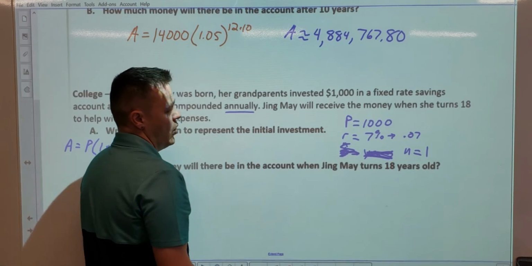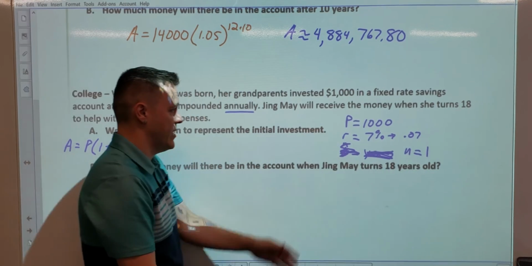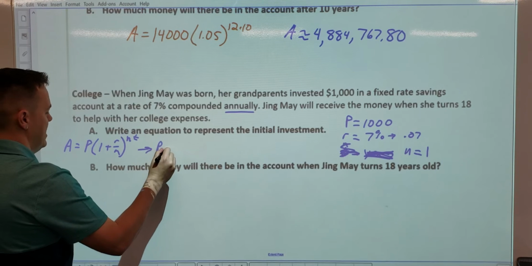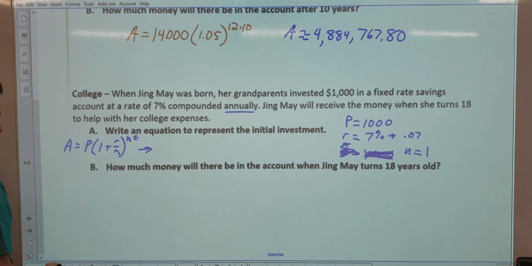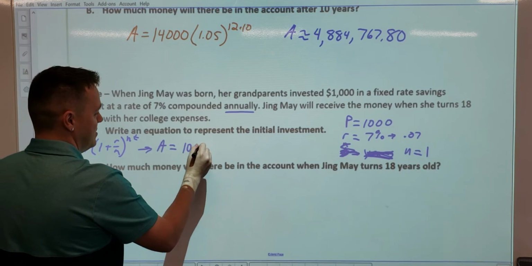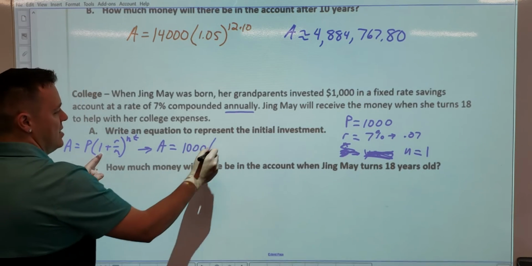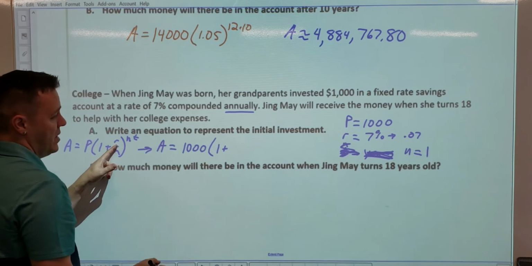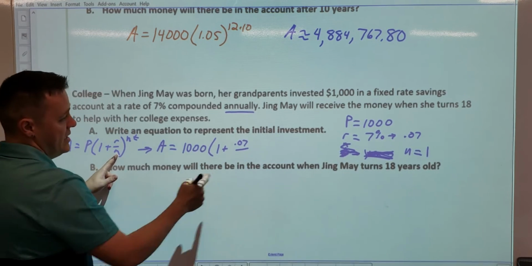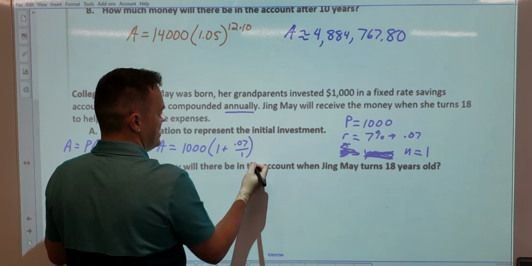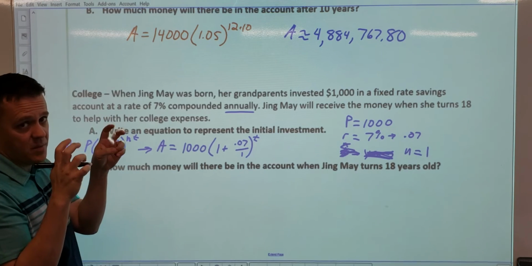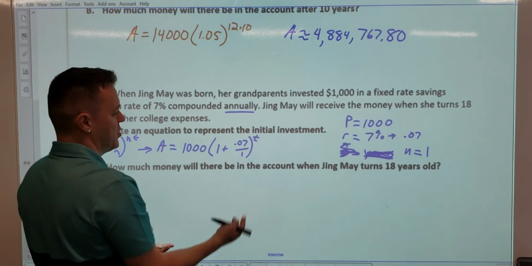So how do I know what N is? It's because it's annual, right? Forgot that part. All right, so now let's rewrite it. A equals, this is going to be long. A equals my principal, 1,000, and then it's going to be 1 plus my rate, which is 0.07 over N. In this case, N is 1, so it makes it easier. And then this would be N times T, which is 1 times T, so I'm not going to put a 1 up there.